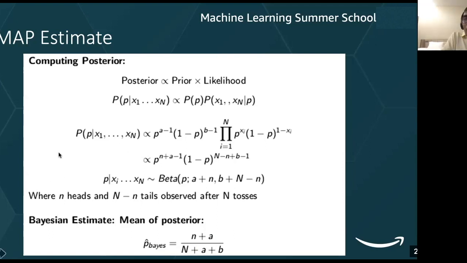Now, as I talked about earlier, there was a concept of maximum a posteriori probability, or MAP. The way we would do that is by maximizing the posterior in terms of the parameter theta, in this case p. If you did that, you would end up with an expression of this form: n plus a divided by capital N plus a plus b, where a and b, remember, are the parameters of the prior beta distribution, small n is the number of heads, and capital N is the total number of trials.